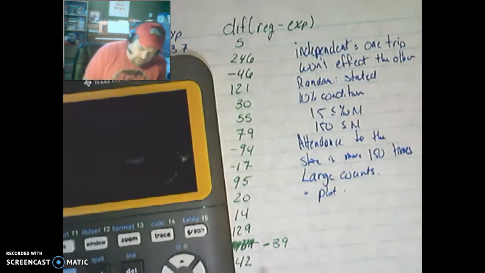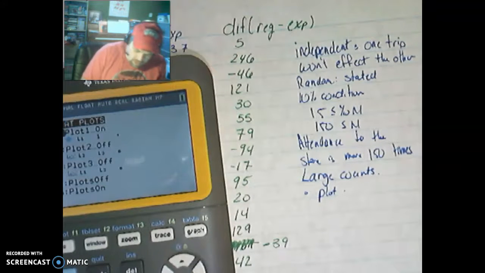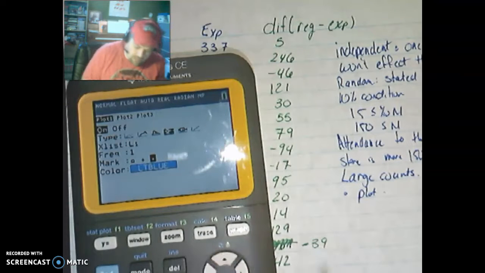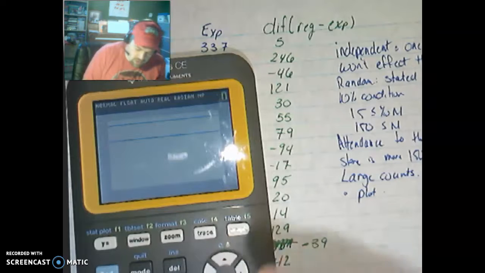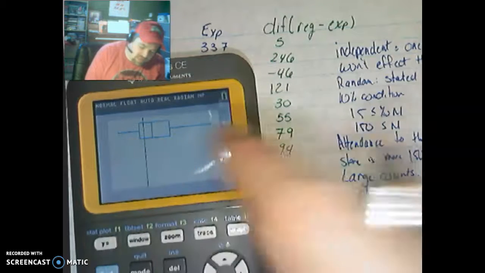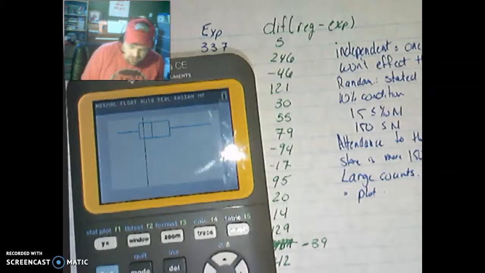So I'm going to go to my plot, and I don't want to use list 1, I want to use my list 3, okay? So list 3, because that holds my difference. So what I need to do is go zoom 9, that's my difference. You guys can see that the plot itself is pretty straightforward. There's not any outliers, nothing too conspicuous for us to worry about.